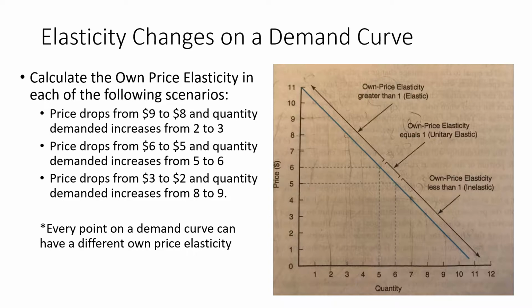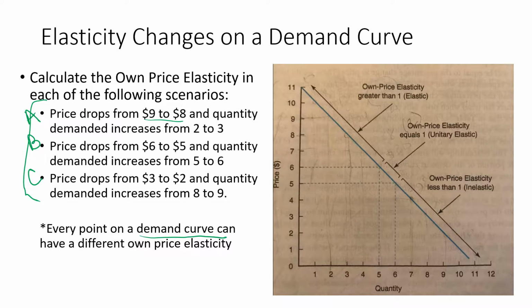Okay, something else to note about the own price elasticity is that there's not a single own price elasticity for a particular product. The own price elasticity changes along different points of the demand curve. So let's prove this by finding the own price elasticity at each of these points. So the first point, let's just label these A, B, and C. And let's find those points on this graph.